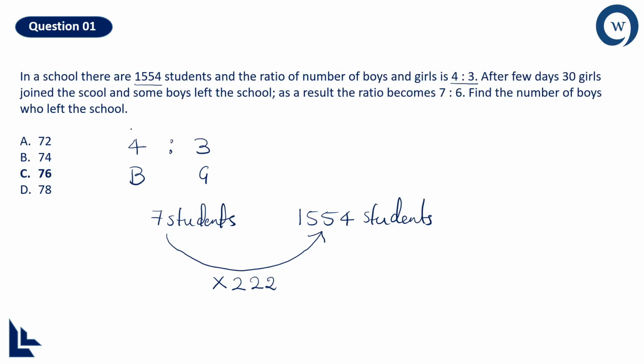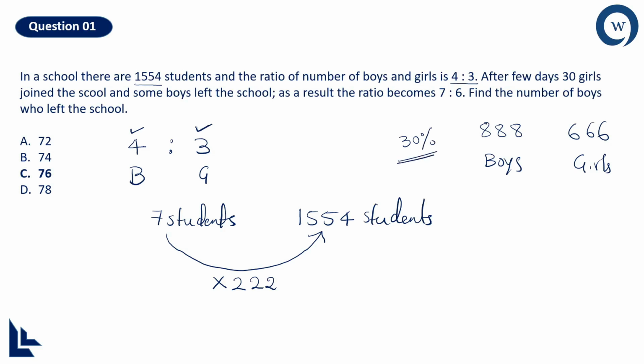In that case, these two individual entities will also be 222 times of them. So number of boys in total will be 222 times of 4, which is 888. This is the number of boys, and then 222 into 3, which is 666, that will be the number of girls. And if you are able to do this one, then I would say 30% of your task is done.